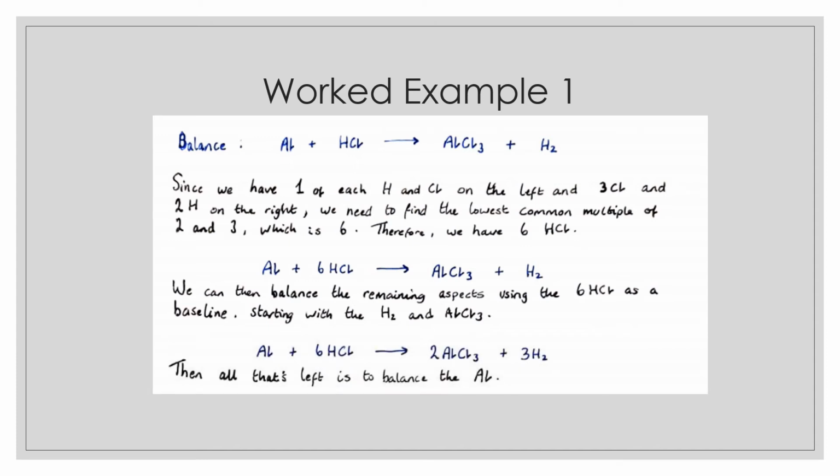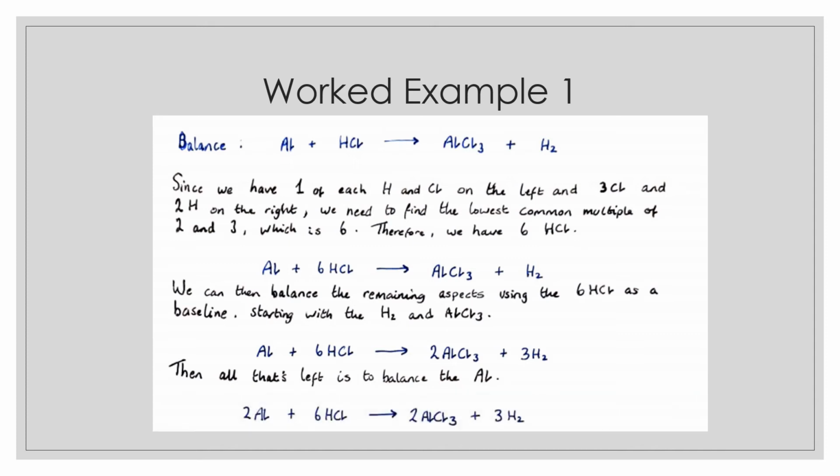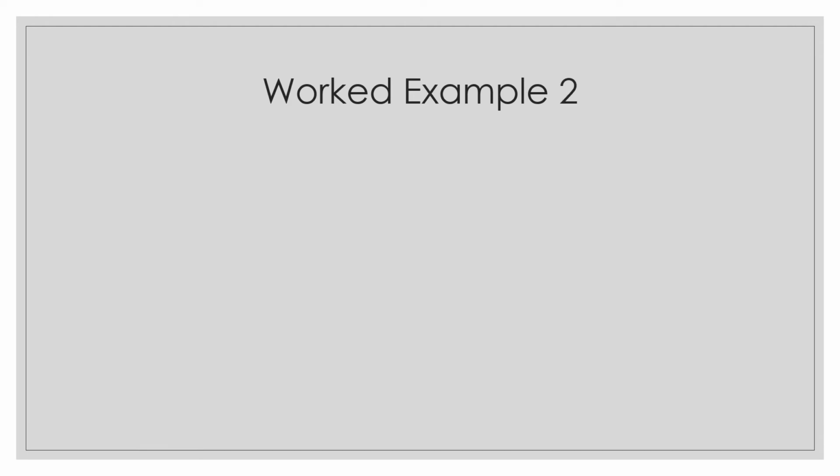Once we have all of this, we can simply balance the Al atoms, which we have 1 on the left and 2 on the right. So all we need to do is put a 2 in front of the Al. Now if we check all of the atoms, we see they're equivalent on both sides, so the equation is balanced. Let's try a second example.